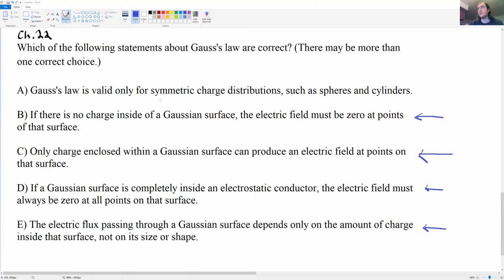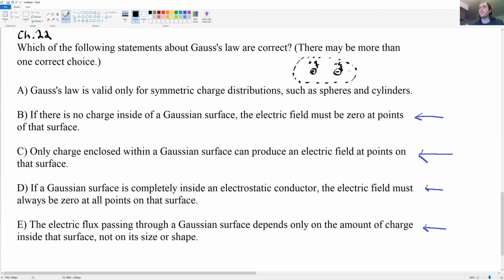Gauss's law is valid only for symmetric charge distributions, such as spheres and cylinders. Well, I can give a counterexample to that right away. I can put a point charge here, and another point charge here, and draw a Gaussian surface around these two point charges. The electric flux through that surface is dependent upon the sum of these two charges.